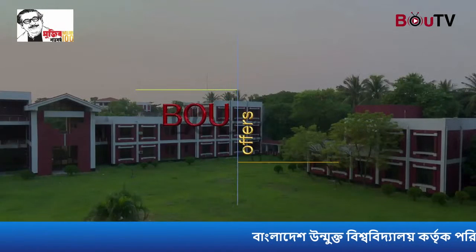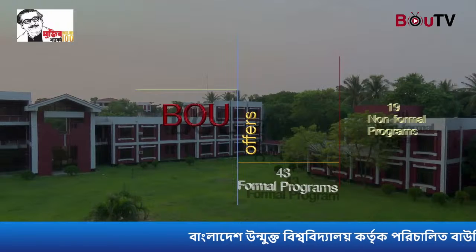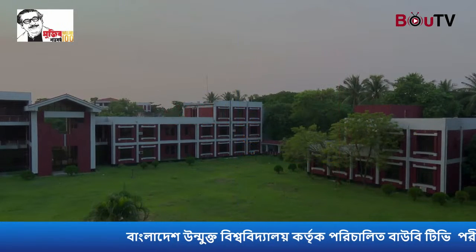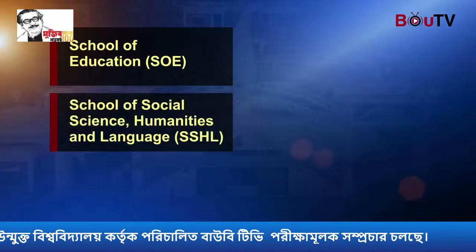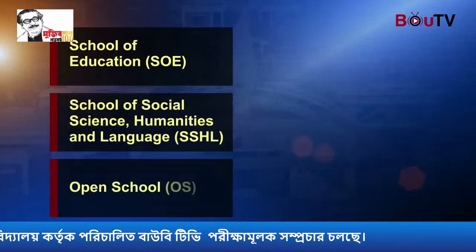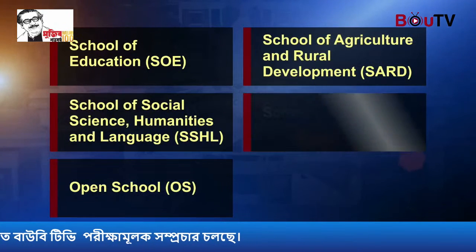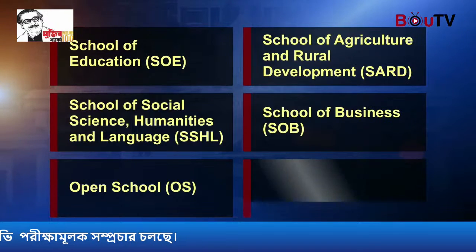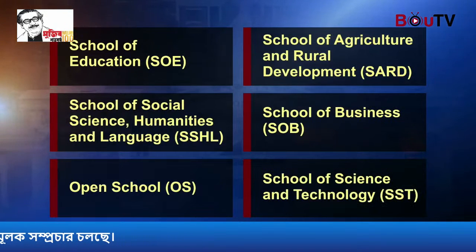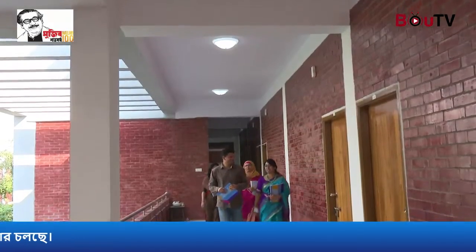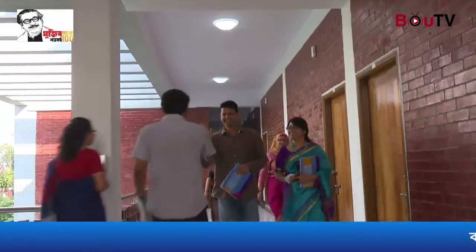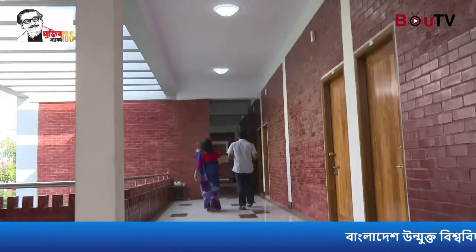This university already offers 43 formal and 19 non-formal programs. There are 6 faculties of different disciplines, which are School of Education, School of Social Sciences, Humanities and Languages, Open School, School of Agriculture and Rural Development, School of Business, and School of Science and Technology. About 137 faculty members work relentlessly for designing and implementing the academic programs.